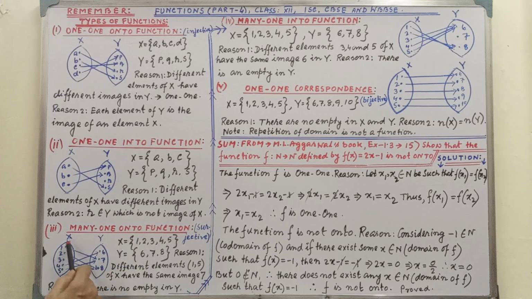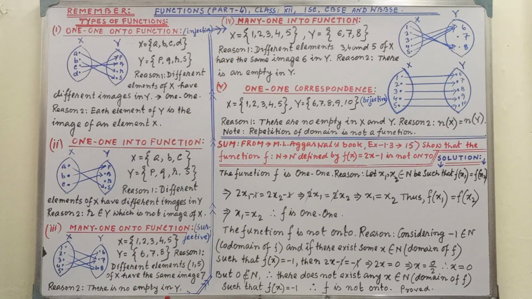Onto, there is no empty in set Y. This is why this is known as onto function. Reason 2, there is no empty in Y. This is known as many-one onto function. And many-one into function.